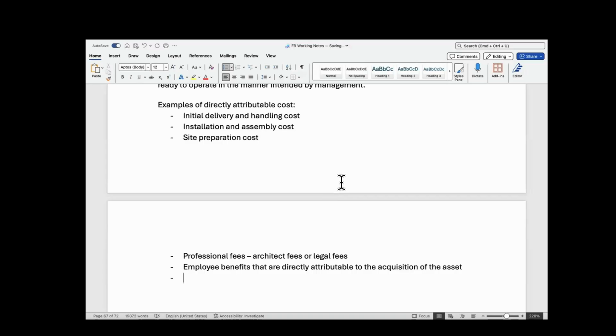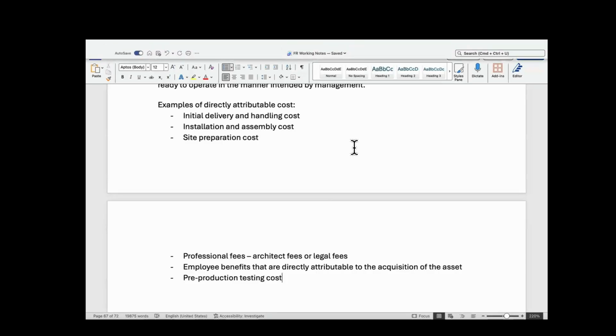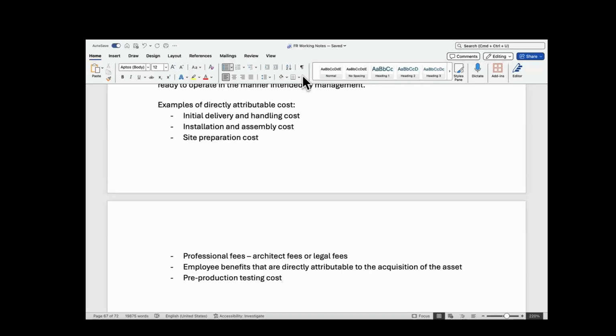Finally, if you also have pre-production testing costs, this is as it sounds. If you have an asset that you need to test before you can start operating it, the cost of testing you capitalize. And the cost of testing practically would mean probably you need to buy some materials, you need to pay some labor. All this money they will spend just to test that the asset is operating.